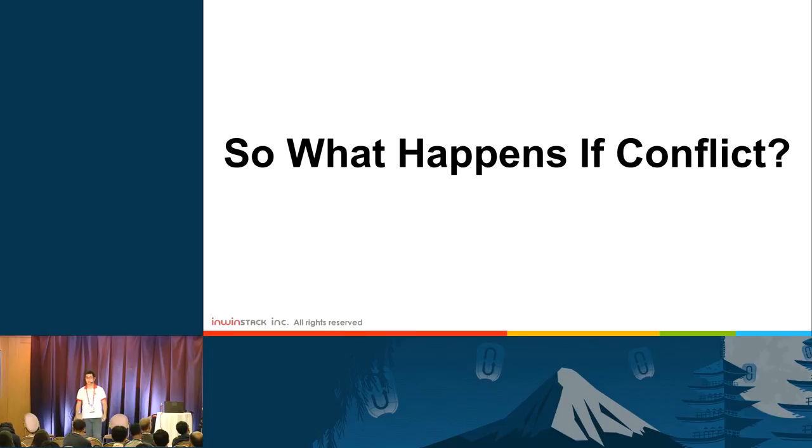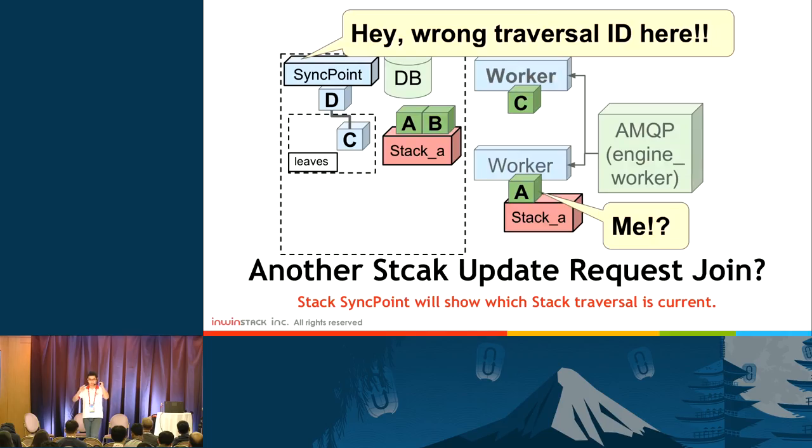So what if we have a conflict? We're talking about making it concurrent, but what if one of the resources, one of the stacks, conflicts with another? So now there are two workers trying to update the same stack, right? We don't really need to worry about it because the stack itself will check the traversals. The traversal we have talked about is a random UID for each traversal action. So if you don't get the correct traversal ID here, it means that another worker is doing the creation or other actions there, and you won't keep taking actions, so it's not a problem for concurrency.